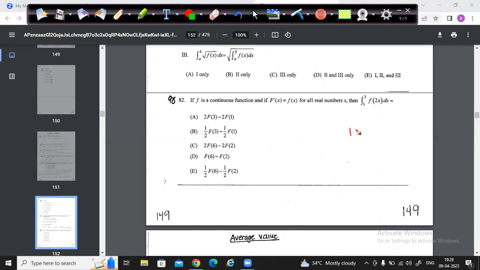So let 2x be t. Let 2x be t, dx is dt by 2. So the limits become, right? Okay. Very good. Type the answer.